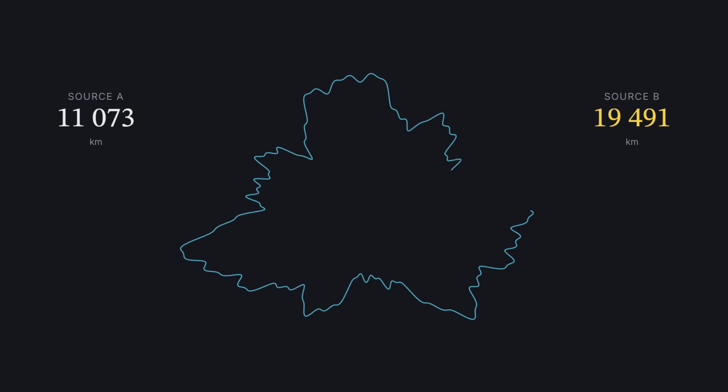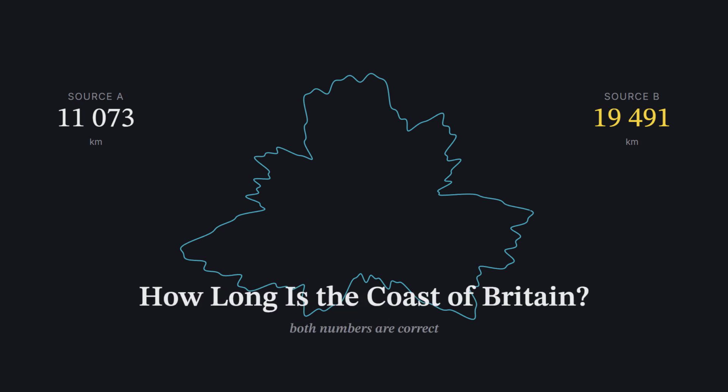It is a gap larger than the distance from London to Tokyo, for the edge of a single island that has not changed size. Nobody made a mistake. Both numbers are correct. Because it turns out the coastline of Britain does not have a length. Not a real one, not a fixed one. And once you understand why, you will see that the same strange truth is hiding inside your own lungs, in every tree, in lightning, in the broccoli on your plate.